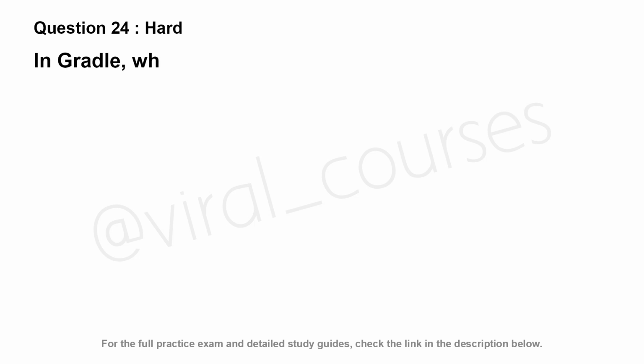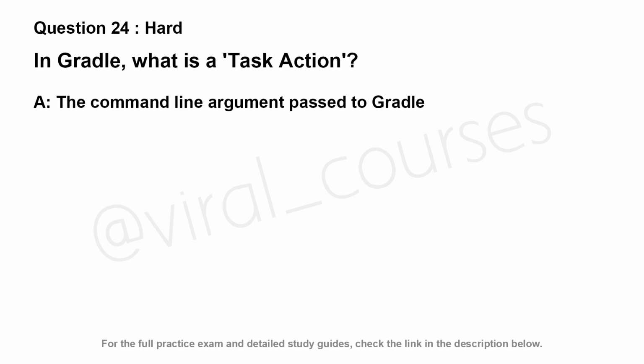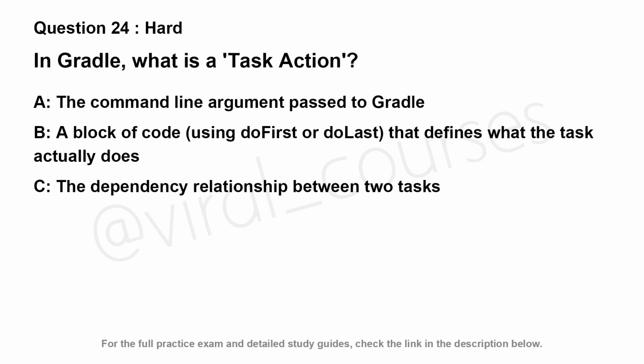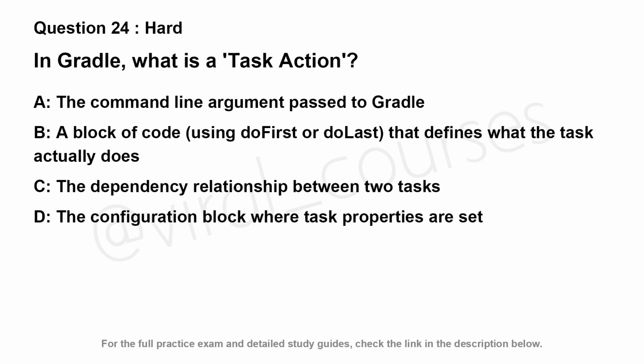In Gradle, what is a task action? Option A. The command line argument passed to Gradle. Option B. A block of code, using doFirst or doLast, that defines what the task actually does. Option C. The dependency relationship between two tasks. Option D. The configuration block where task properties are set.